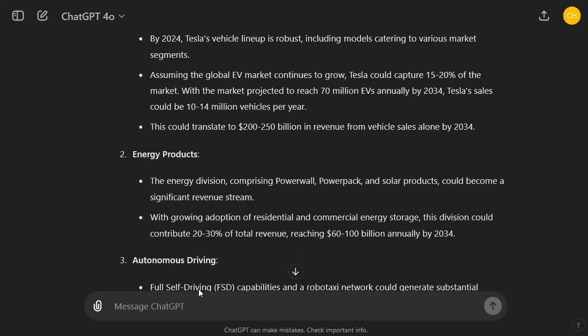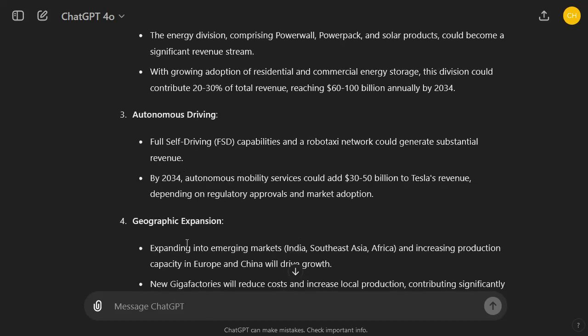With the advancement in AI and the disruptive innovation we are seeing everywhere, I mean, look at the capabilities of AI. Full self-driving will expand, and I think it is very conservative, even by 2034. This is like in 10 years. Autonomous mobility services could add only 30 to 50 billion to Tesla's revenue. I think this is too bearish, actually.